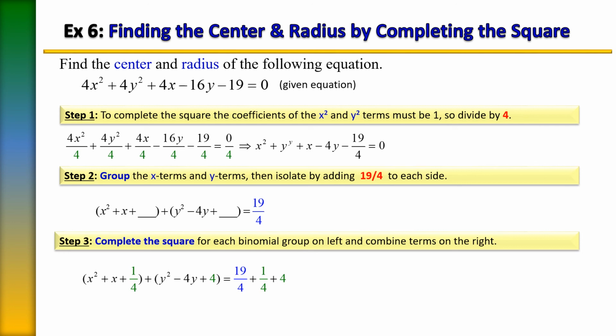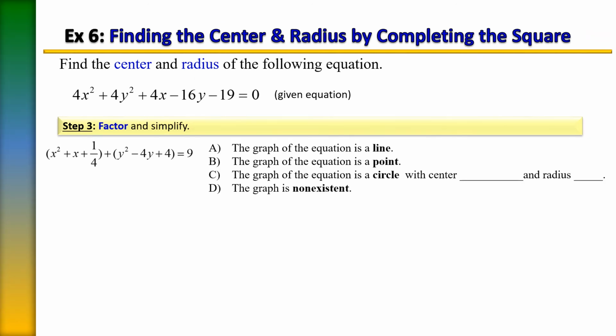So now let's simplify that. 19 plus 1 is 20. Keep the denominator of 4. That's going to give you 20 over 4 plus the 4. And what is 20 over 4? Well, 20 divided by 4 equals 5. And 5 plus 4 equals 9. So all of that on the right side simply equals 9. All right, so let's move on to the next step.